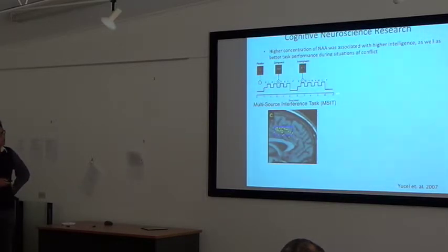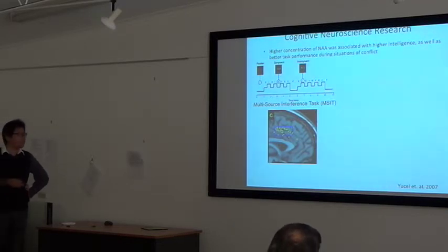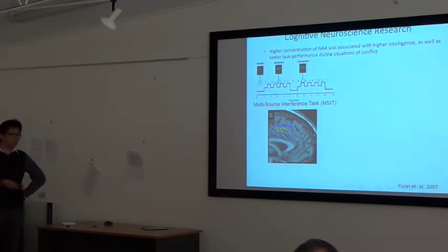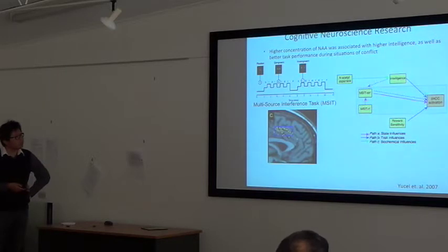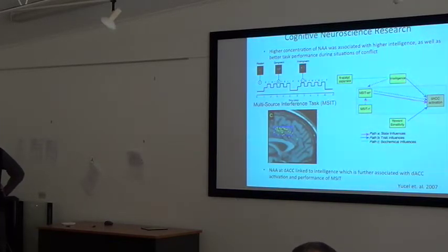The subjects are doing the task in the scanner, and all these yellow dots indicate the activations of the anterior cingulate, which is induced by this task. The blue box is the region of interest of spectroscopy, where you put the voxel, and we can calculate the NAA of that region. By doing structural equation modeling, we can find that the NAA at the anterior cingulate region links with intelligence, which is further associated with the activations of these regions, as well as the performance of the task.